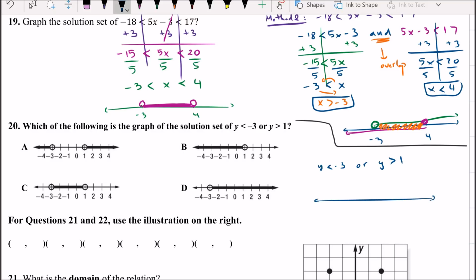Okay, so draw the line, -3 and 1. Less than -3, so it's going to go to the left side. There's no equal sign, so it's an open circle. Greater than 1, so open circle at 1, and we go to the right side. So the graph is going to look like this. Looks like A is my answer. Alright, that's it. Number 20 is done.